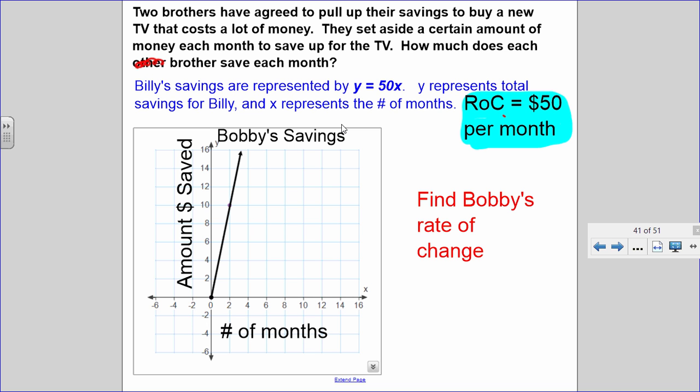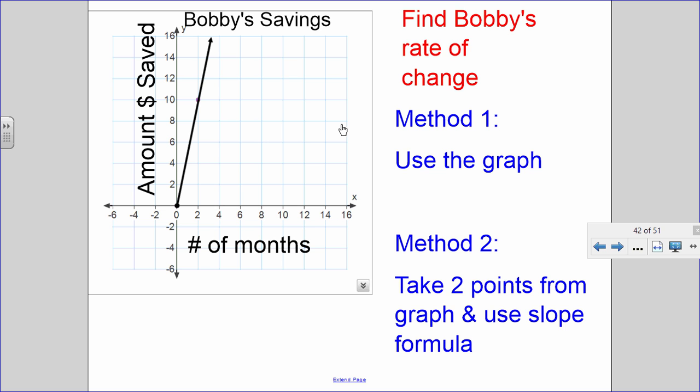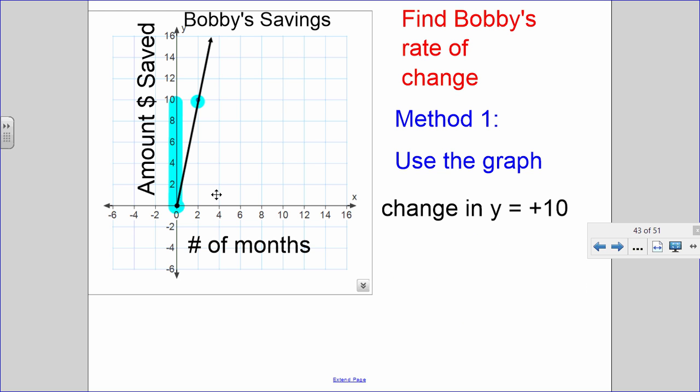Okay, now we just got to do the same with Bobby's rate of change. And this one's a little bit easier because it's a graph. So we could use 2 methods. We could graph it, or we could take 2 points from the graph and use the slope formula. We're going to do both. I chose these 2 points right here. To get from the bottom point to the top point, I had to go up 10 units. So that's a positive gain. And then I've got to go to the right 2 units. So that's a positive gain.